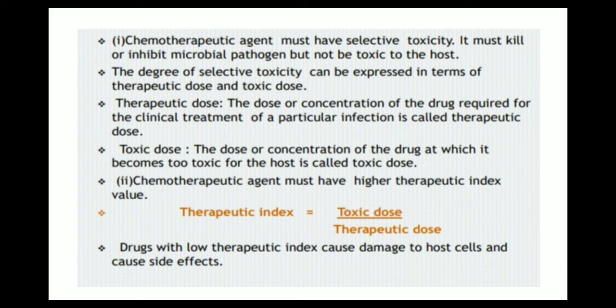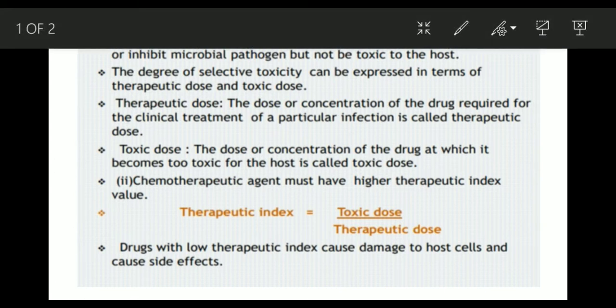An antimicrobial agent or a chemotherapeutic agent must have certain ideal characteristics. One of the important characteristics is it should be selectively toxic. That means it should harm only the pathogen and not the host. It should harm only the pathogen and it should not be toxic to the host. So it should have a high therapeutic index value.